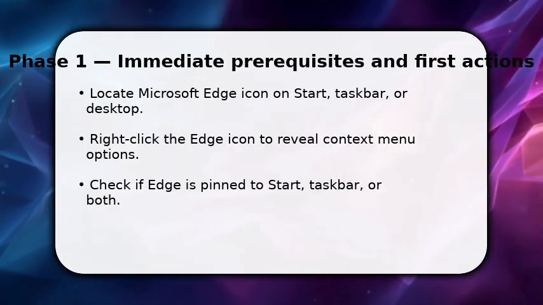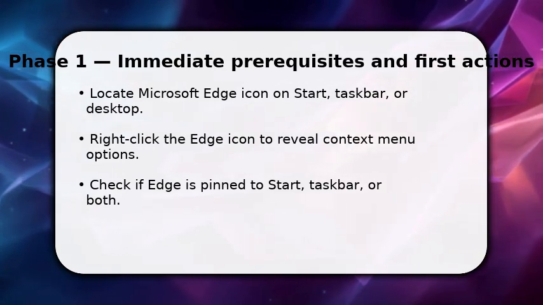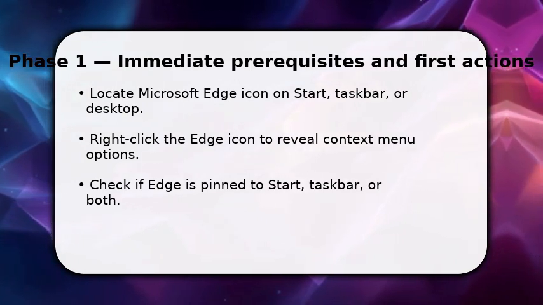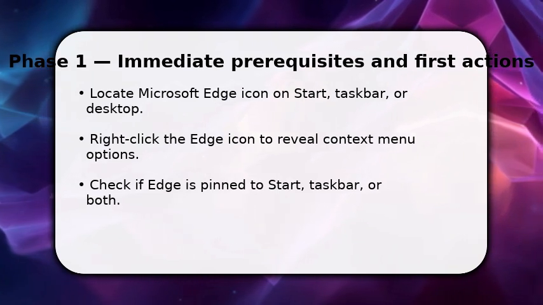You're starting at the home screen. Find the Microsoft Edge shortcut now. You need to confirm where it's pinned, Start, Taskbar, or Desktop, because removal steps differ slightly. Once located, right-click the Edge icon to open the context menu.